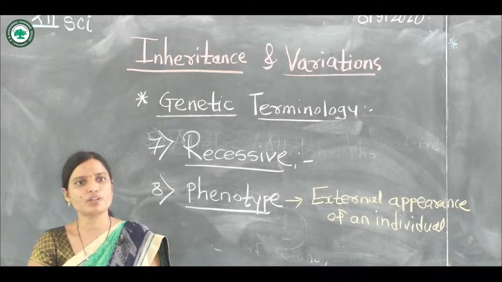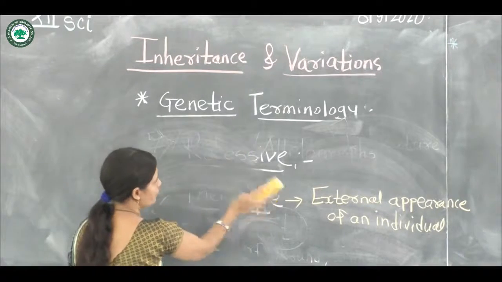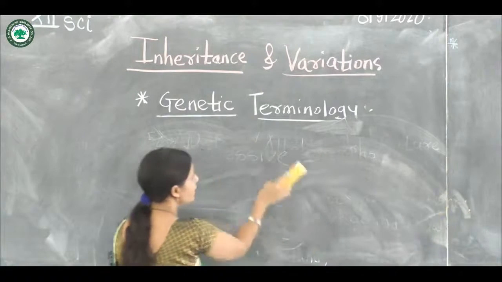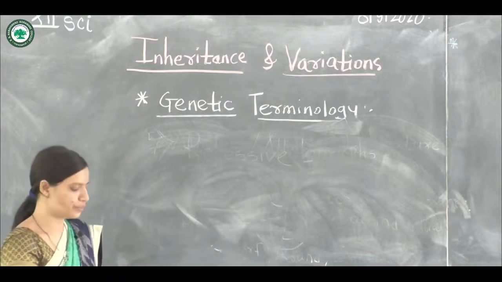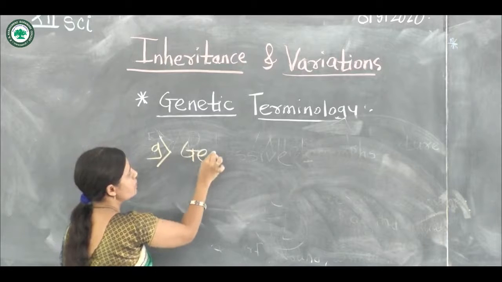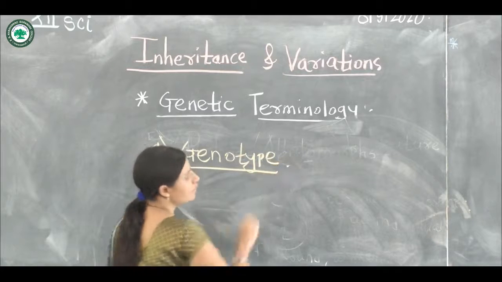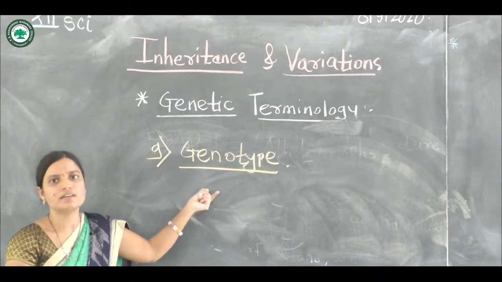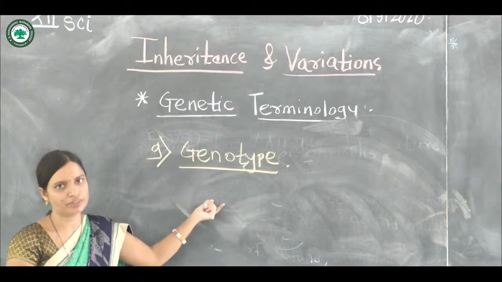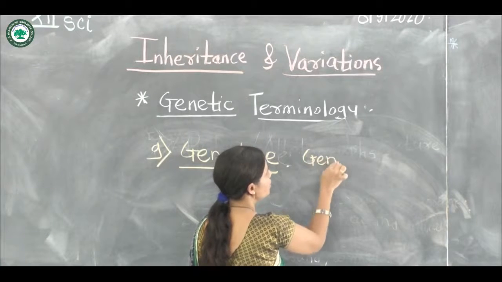The next terminology is genotype. Genotype means the genetic constitution of an individual. What is the genotype? It is the genetic constitution or genetic makeup of an individual. It is known as the genotype.